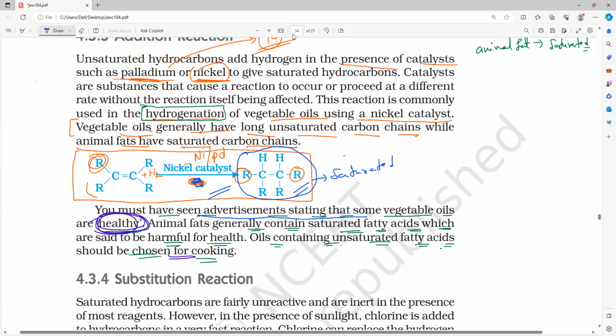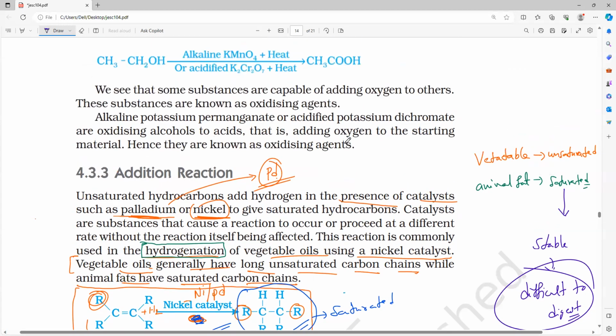Why? Again the reason is the same as at the beginning of today's class. Which is very stable in nature? Saturated. Saturated ones are highly stable in nature and difficult to digest. That is the reason. Which one do we have to prefer, unsaturated or saturated? Unsaturated hydrocarbons.